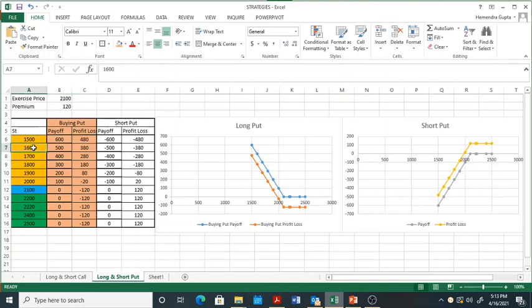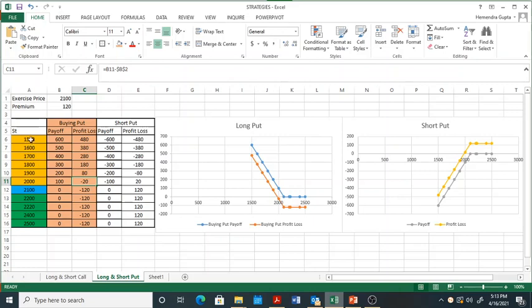Whereas if the stock is 1600, his payoff is 500. So the more the stock falls down, the more the payoff will be. At 2000 rupees, he has a right to sell at 2100 rupees, where the stock is 2000. He will still exercise the put option. He will have a positive payoff, but since he had paid the premium of rupees 120, his net gain will be minus 20. So you can see the lower the stock falls, the more the gain will be.